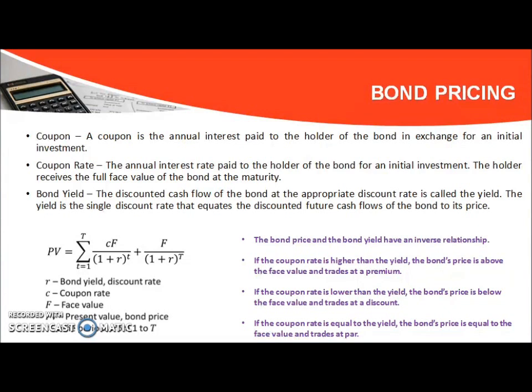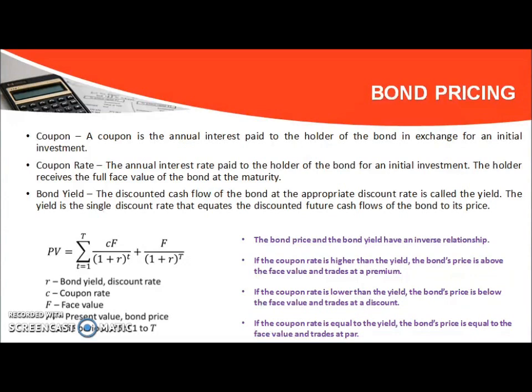Now, the equation which I have written over here is basically my present value of the bond price, reflected by PV, which is basically my summation of C multiplied by F, where C is my coupon rate and F is the face value of the bond, whole divided by (1 plus R), which is basically my bond yield or the discount rate, whole to the power of T. T is basically the time period, plus again my face value F whole divided by (1 plus R) whole to the power capital T. So 1 plus R is basically my bond yield, and I'm actually doing a summation keeping in mind the time period, capital T.